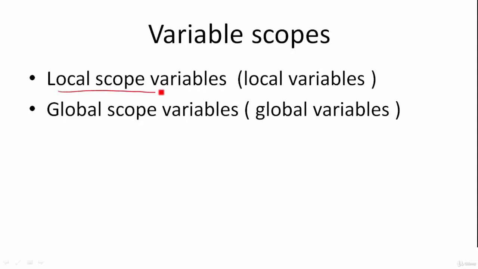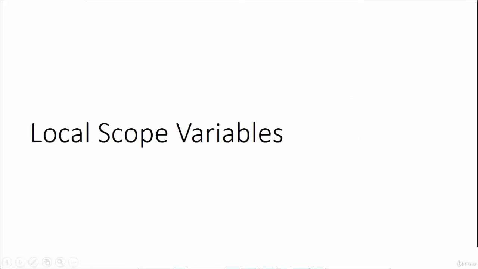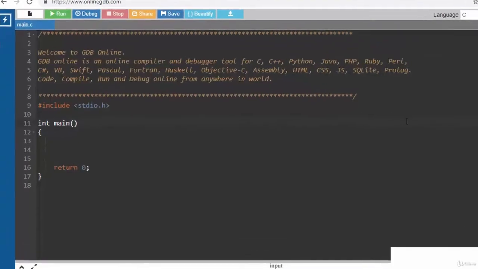Depending upon the scope, we have two types of variables. One is local scope variables, also called local variables in short, and global scope variables, which are also called global variables. Let's understand more about variable scopes with some examples. All right, first let's understand local scope variables.